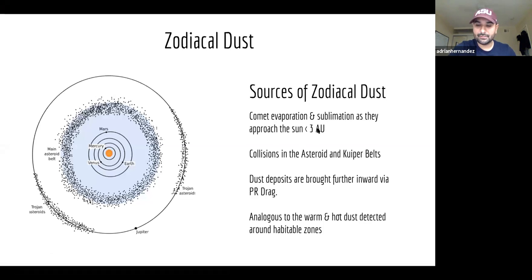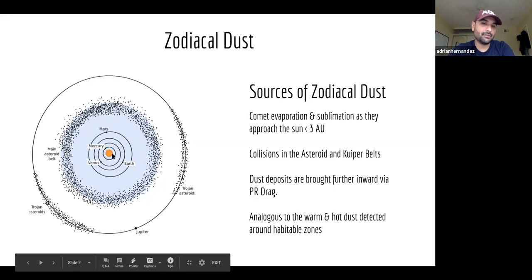Okay, so briefly, I just want to touch right away on what zodiacal dust is. Zodiacal dust is small dust grains that extend from the asteroid belt down through the habitable zone to the sun's sublimation radius. This dust is believed to be produced by collisions in the asteroid belt, which create smaller dust grains and then are brought inward towards the sun via Poynting-Robertson drag, and/or comets that come close to the sun and sublimate and evaporate and leave behind dust as they do so.